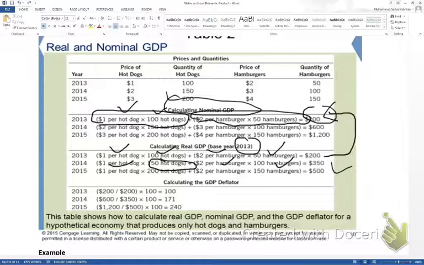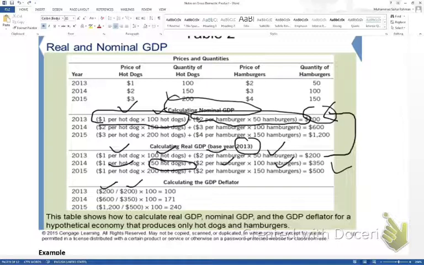Once I have the nominal GDP and the real GDP for all the years, I can use the last part of this table to calculate the GDP deflator. For 2013, the GDP deflator is nominal GDP 200 divided by real GDP 200 times 100. So the GDP deflator for the base year is 100. Please remember that, because that's always the truth.